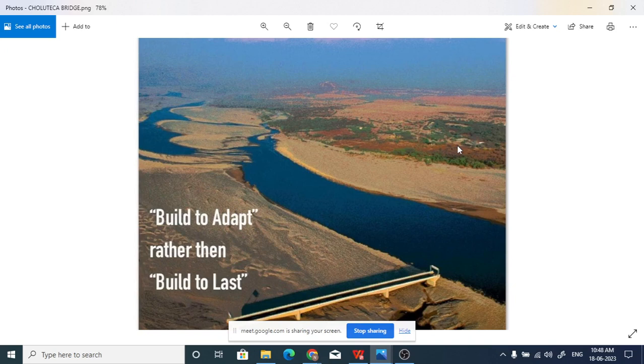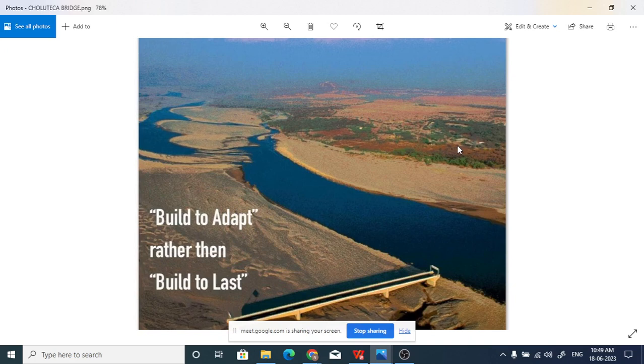Okay, wind. But is the bridge damaged? I wanted to ask, is the bridge damaged or is it pakka? It's in good condition. Sir, I think the bridge is in good condition. Okay, then they've written something there. Can you read it? Built to adapt rather than built to last.